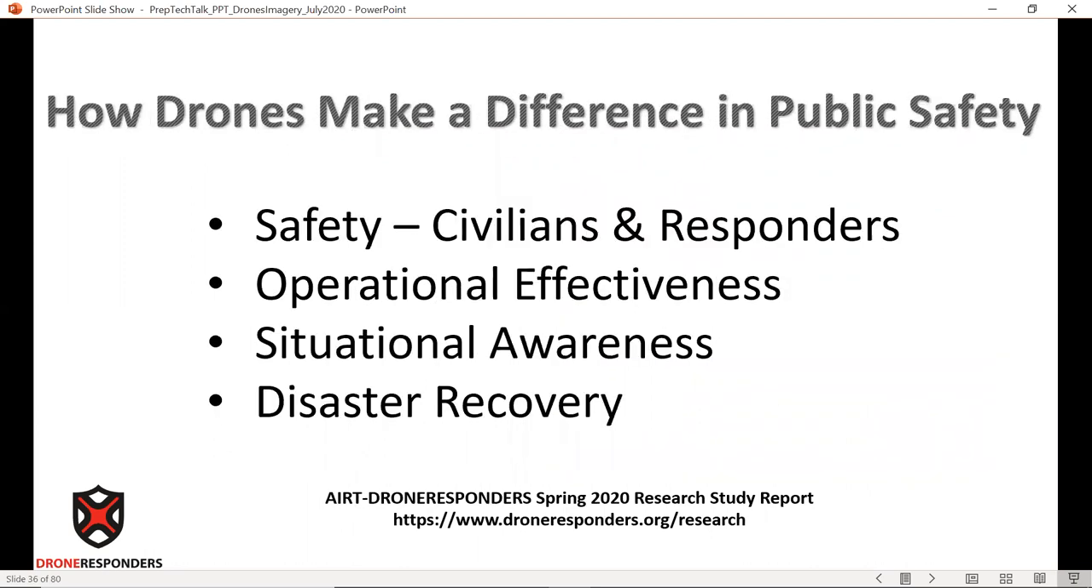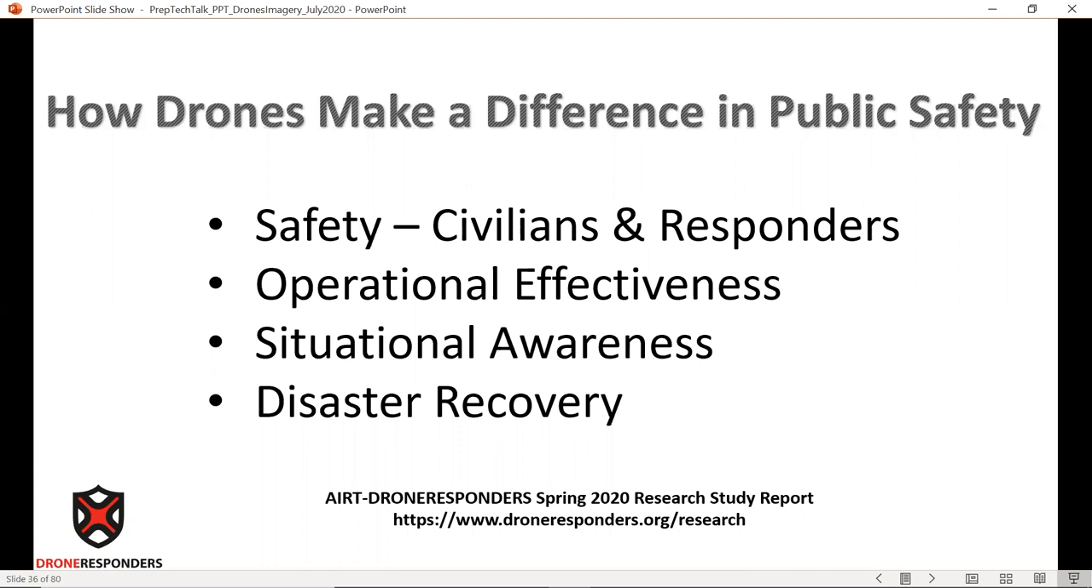So how do drones make a difference in public safety? Number one is safety. It enhances the safety of both civilians and responders by providing information that we otherwise would not know about or see from the ground. Operational effectiveness by helping us make better decisions with this information, and situational awareness in near real time that can be seen locally and or shared to remote locations.